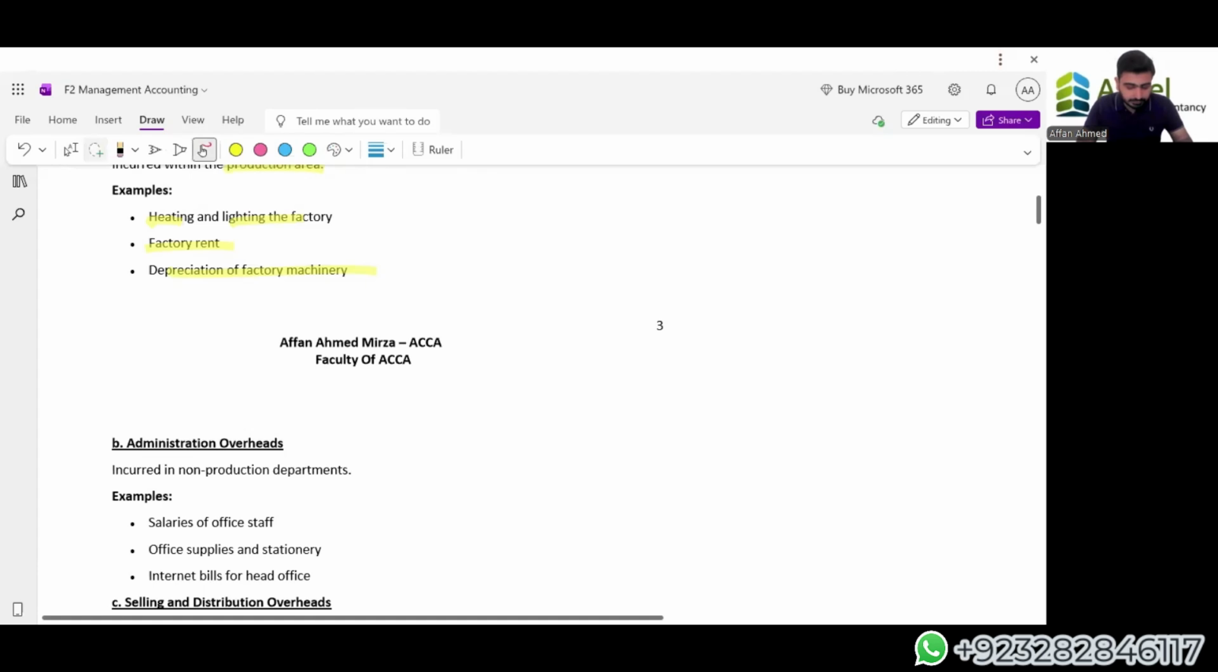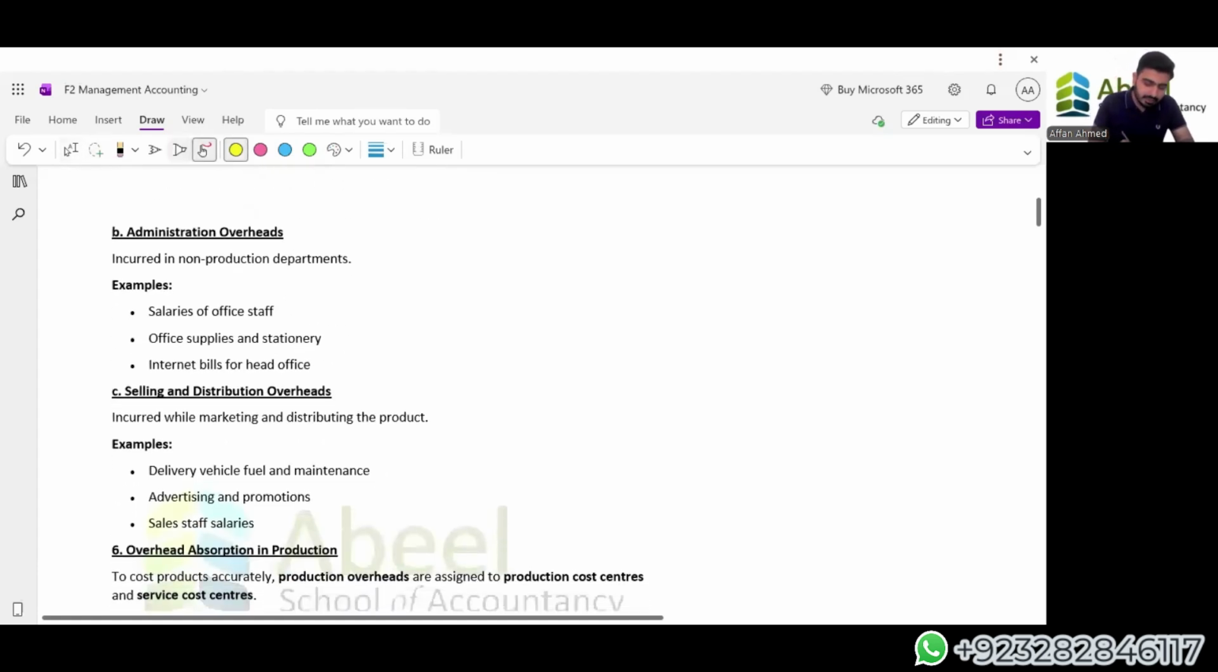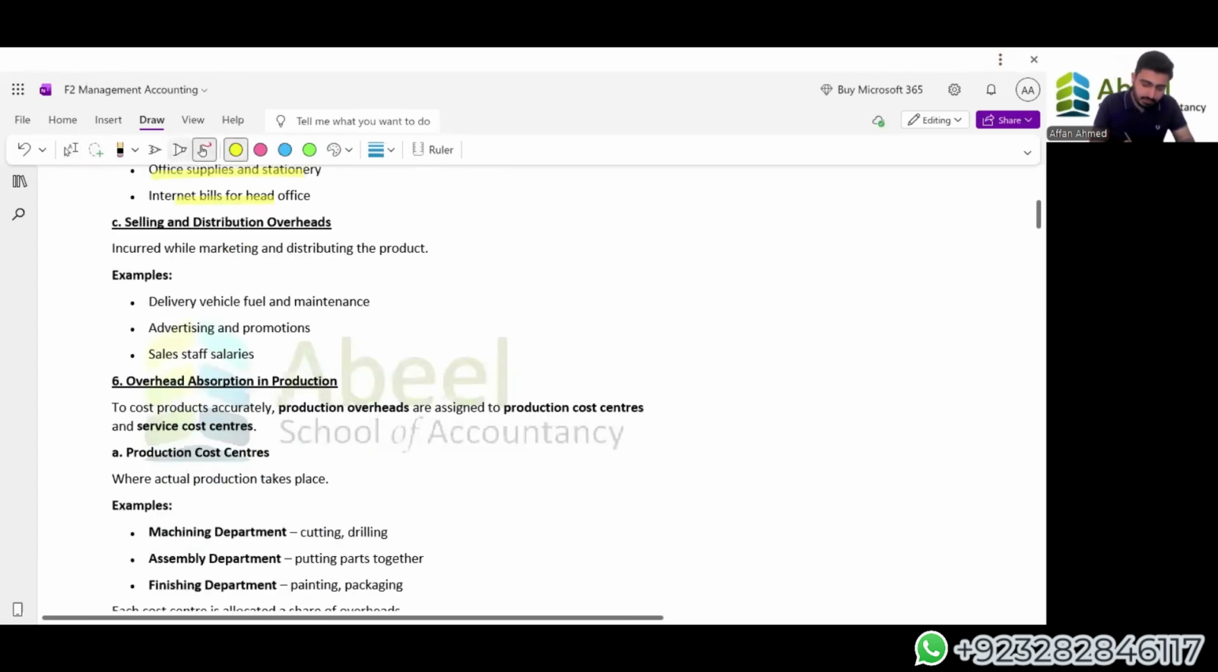Okay. Next, administration overheads. Administration overheads are incurred in non-production departments. Example: salaries, office supplies, internet bills. Selling and distribution is also an indirect overhead incurred while marketing and distributing products: delivery vehicles, advertising, promotion. And overhead absorption in production.